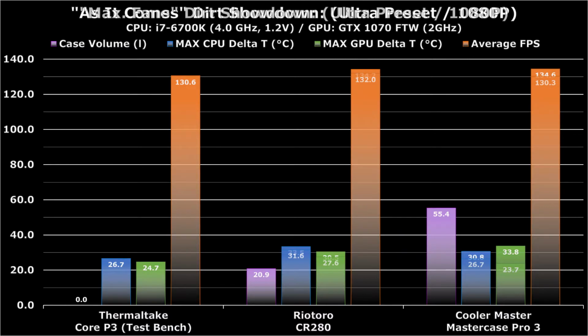I think I need to change the as it comes test so that the CPU is actually measuring at 33.8 degrees and the GPU is 30.8 degrees. That would make more sense to me. So let's move on to the next one.